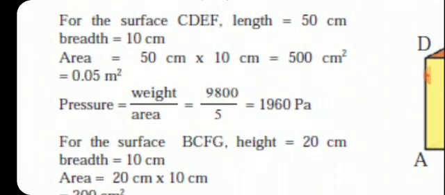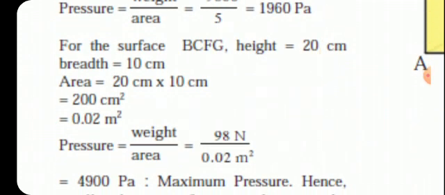For the surface CDEF, length is 50 centimeter, breadth is 10 centimeter. When we convert centimeter into meter, we will get area as 0.05 meter square. Pressure is equal to weight upon area and the pressure exerted by surface CDEF is 1960 Pascal. Children, I will explain you all the calculations in next slide.